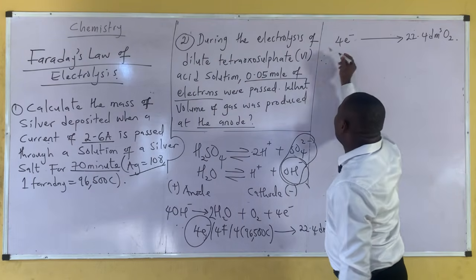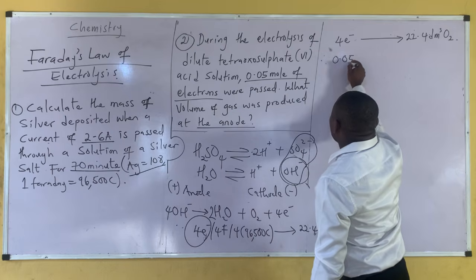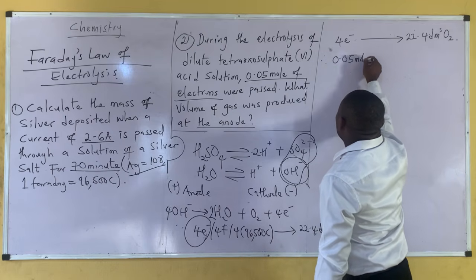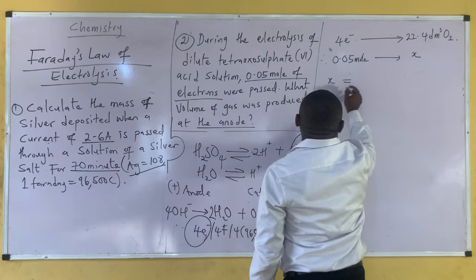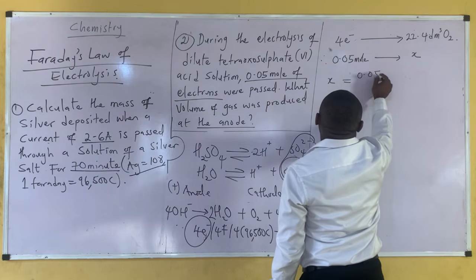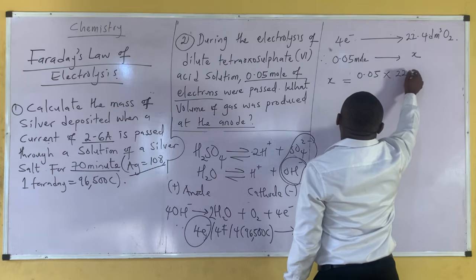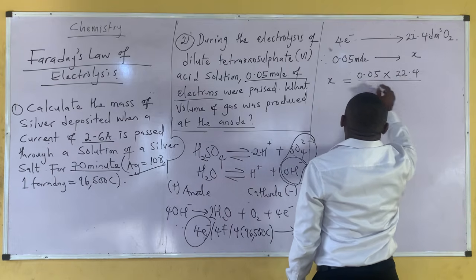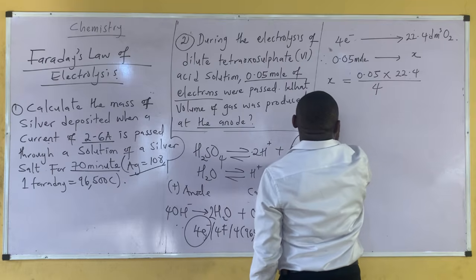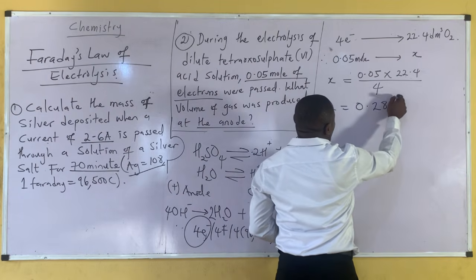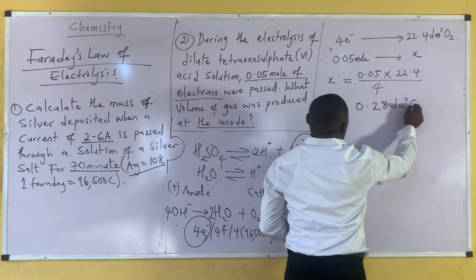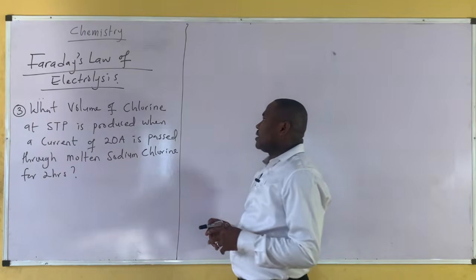So therefore, 0.05 mole will give X. What is now our X? Our X is now 0.05 times 22.4 over 4. So our answer is now equal to 0.28 dm³ of oxygen. Now let's see another example.